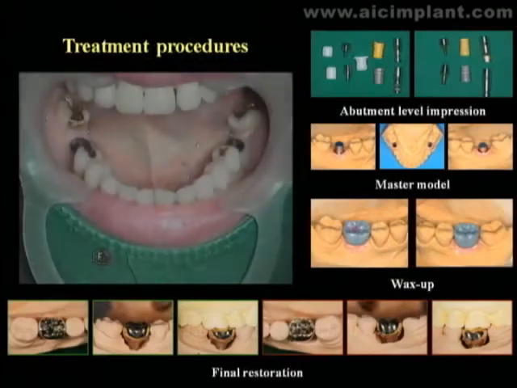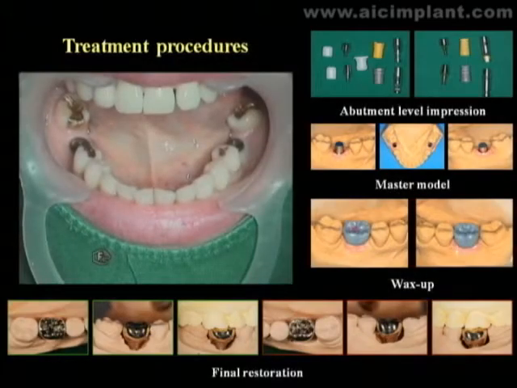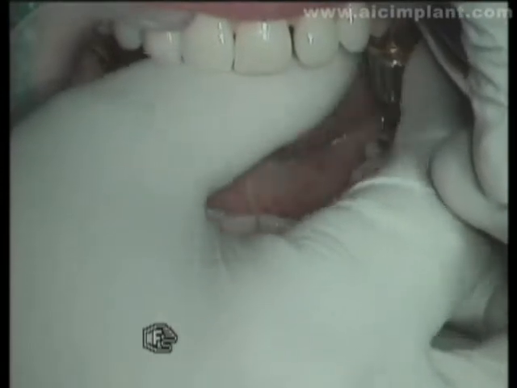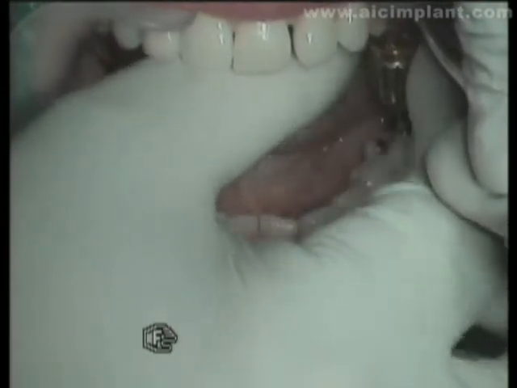There are many ways of taking an impression. In fact, various methods are available, including fixture level and abutment level. When the case is clinically simple, selecting the abutment level over the fixture level is more convenient and advantageous. Thus, I decided to go with the abutment level for this patient. Note that I did this after removing the healing abutment.